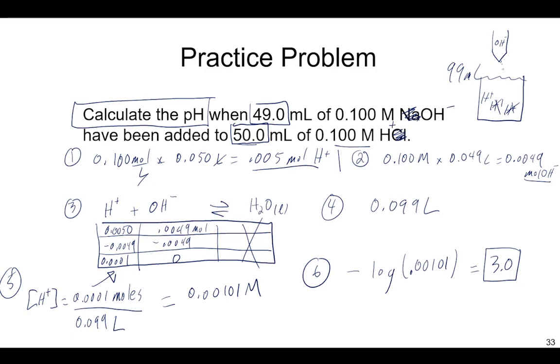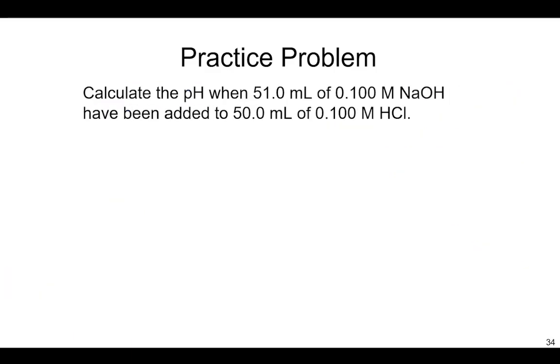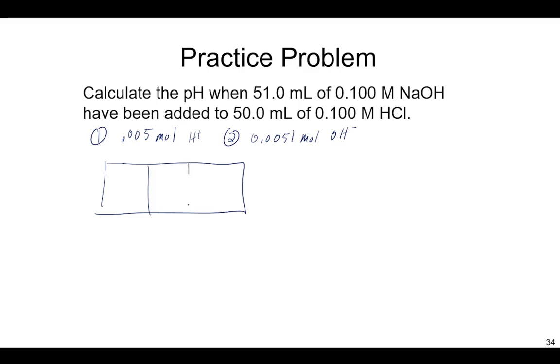Step 1, moles of acid is going to be the same, 0.005 moles of acid. But now I want step 2 to be 51 milliliters. Okay, so now step 1, moles of acid is still going to give me this, 50 mils at 0.1 molar. Step 2, 0.051 liters times 0.1 molar is going to give me 0.0051 moles of OH minus.